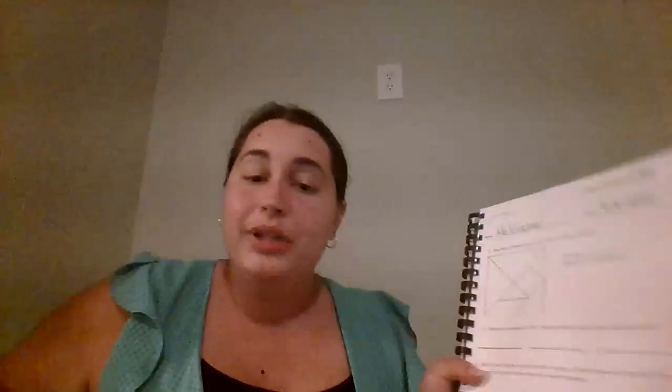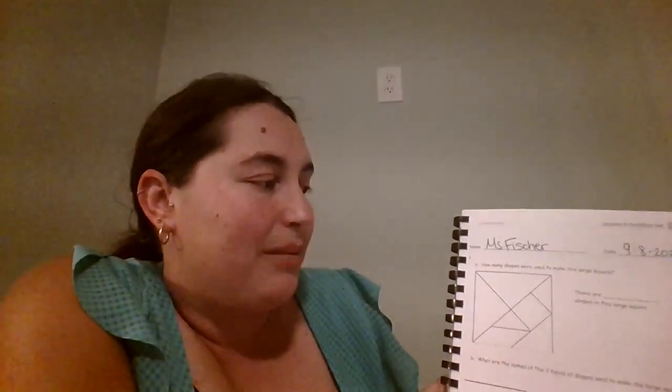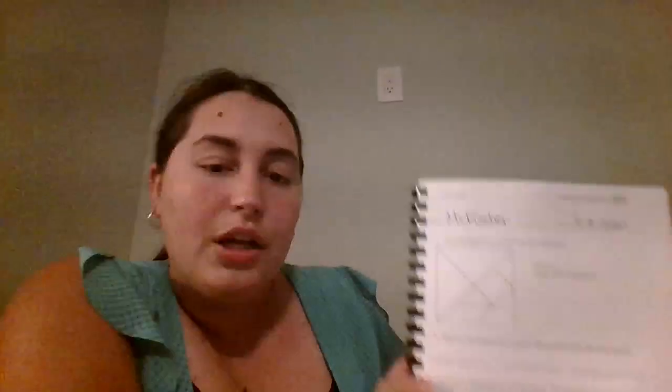Looking at number 1, we don't need this quite yet because this is basically the same. So you can keep this to the side, and we're going to look at number 1. It says, how many shapes were used to make this large square? So we got to count through here and figure out how many shapes. If you want, you can color in each individual shape, but you need to make sure all the shapes are a different color or it's not going to help you figure out how many shapes there are.